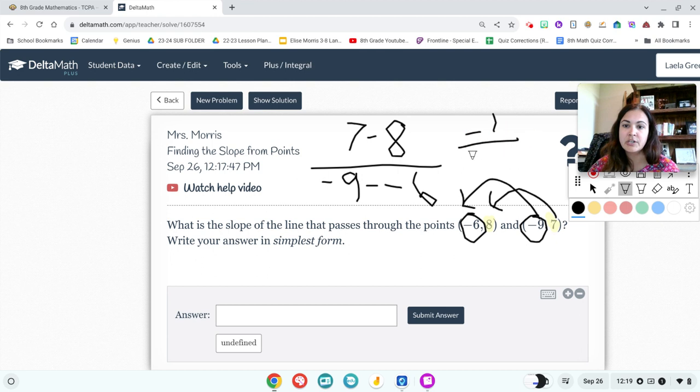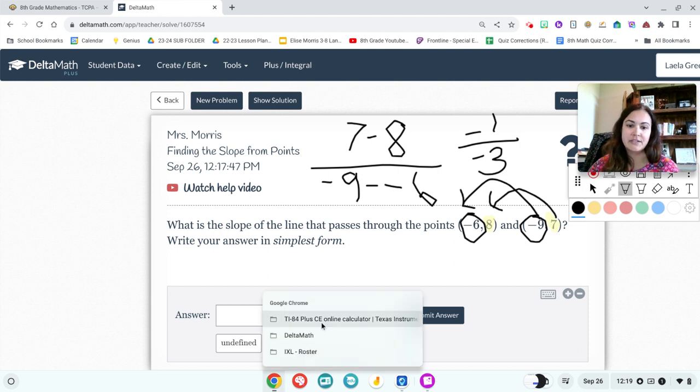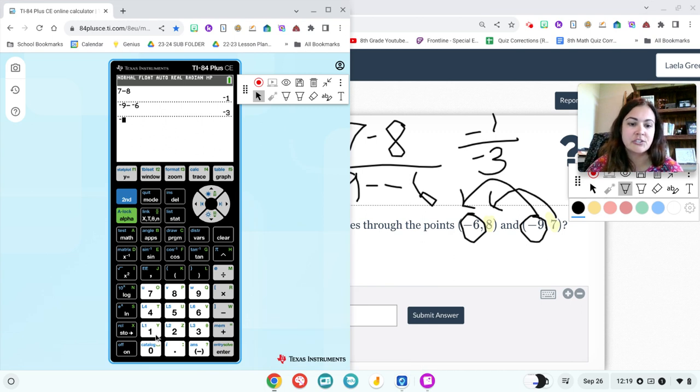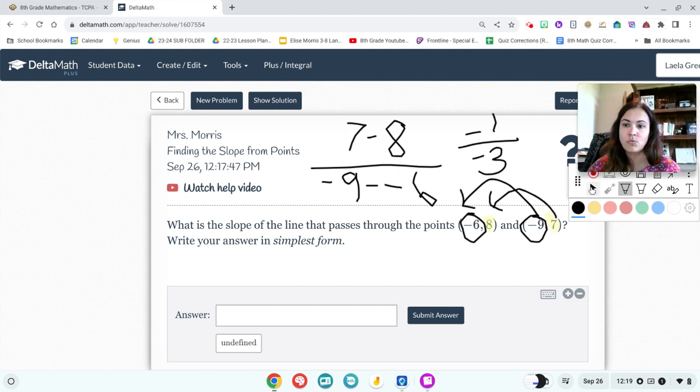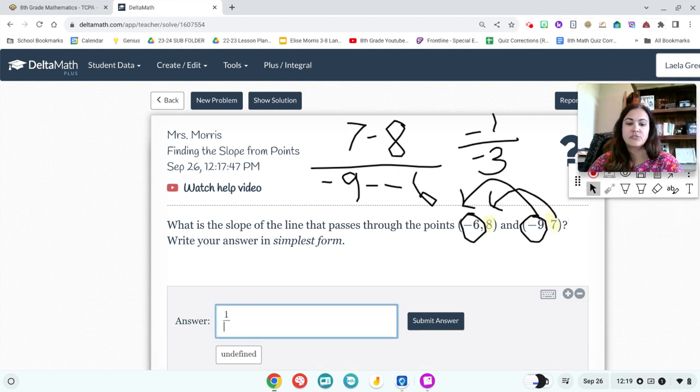-1 over a -3. What do two negatives make? A positive, right? A negative divided by a negative is a positive. So I can already tell my answer is 1/3. Okay, but in your calculator, if you want to check yourself, you just take your change in y's, -1, and divide it by the change in x's, -3. And it gives you a decimal. You're going to hit math, enter, enter to double check that it is a positive. Two negatives will make a positive. So my answer is 1/3 on this one.